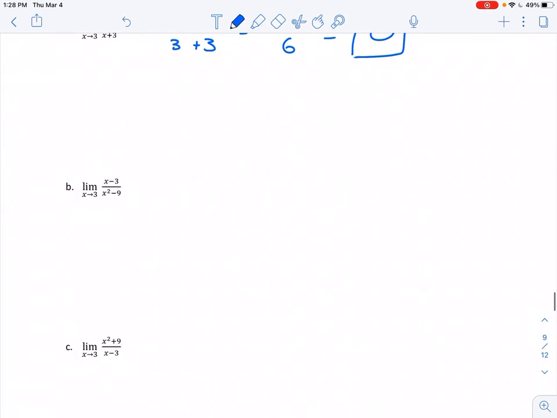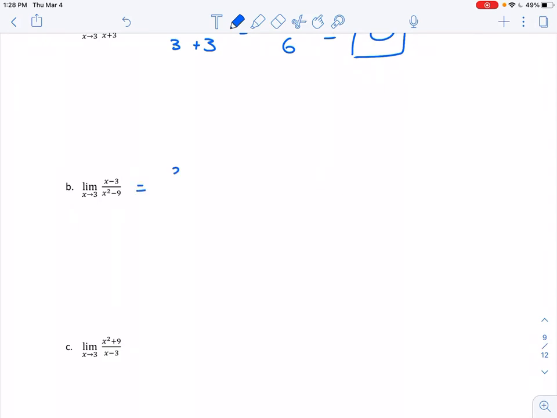Part B, we want to find the limit as x approaches 3 of (x minus 3) over (x squared minus 9). Now, I'm going to pretend that I don't notice that this can be factored. I might look at that denominator and say, well, that can be factored. And if you notice that, great, that's awesome, go ahead and factor that. But let's try plugging this in first and see what happens.